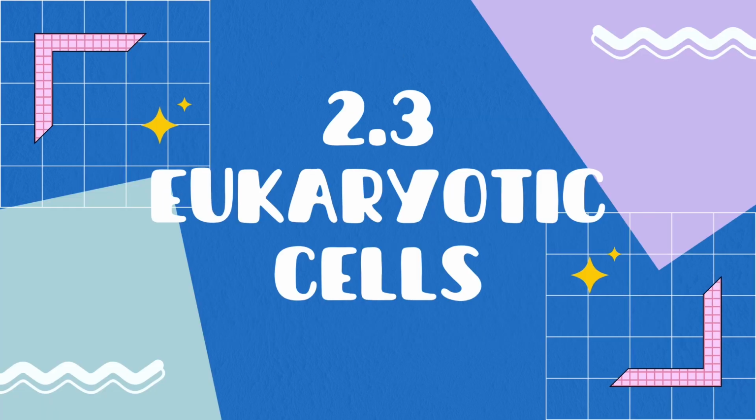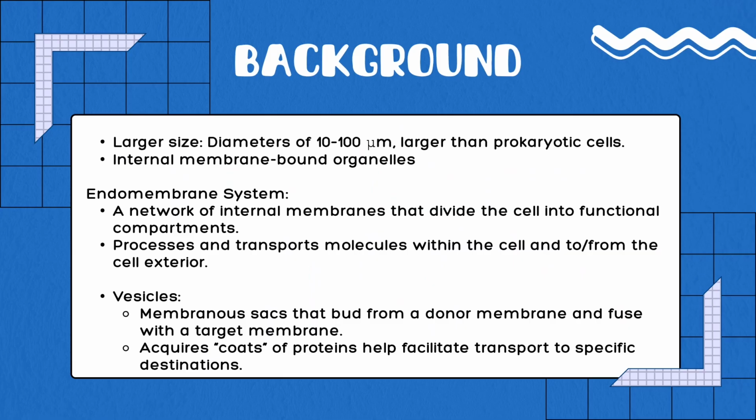Yes, and now we have the last part of the chapter, and probably the biggest part, which is eukaryotic cells. As a bit of background, it's important to note that there's a huge difference between eukaryotic cells and prokaryotic cells. Eukaryotic cells are much larger, and they have membrane-bound organelles, and they have a nucleus and all of that. And another important thing is that they contain something called an endomembrane system.